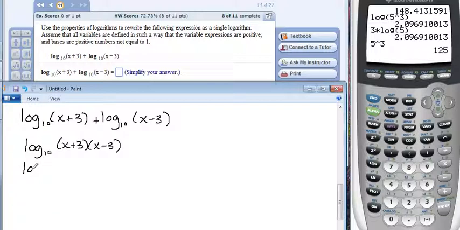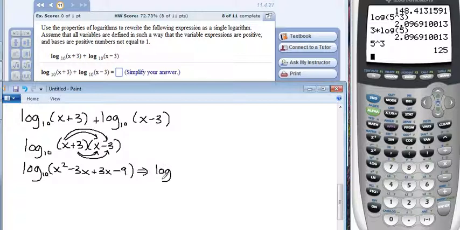Well, I've got a foiling problem again. I always have a foiling problem. Here's x squared, minus 3x, plus 3x, minus 9. I can simplify a little bit in there. Not much. These are gone. So I have x squared minus 9. That's all I can do, right? I can't really do much else.